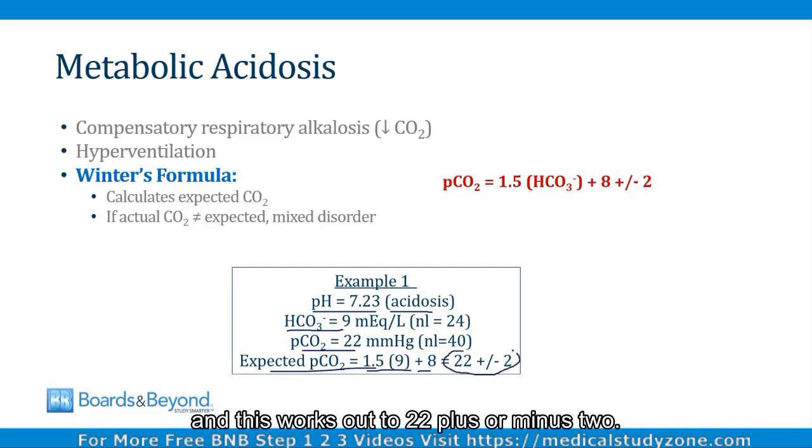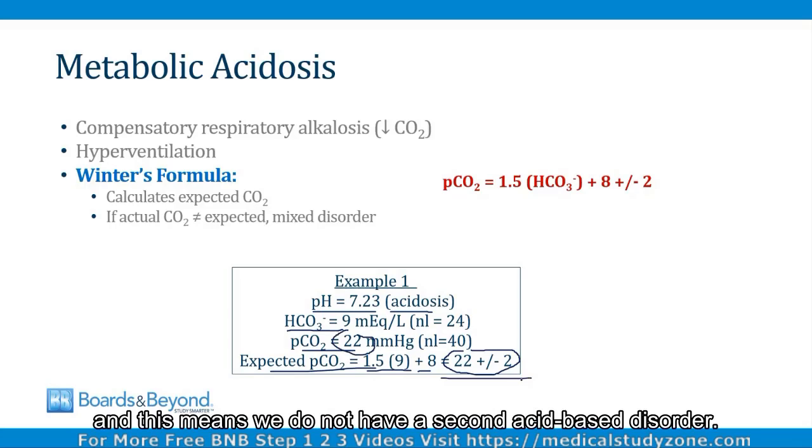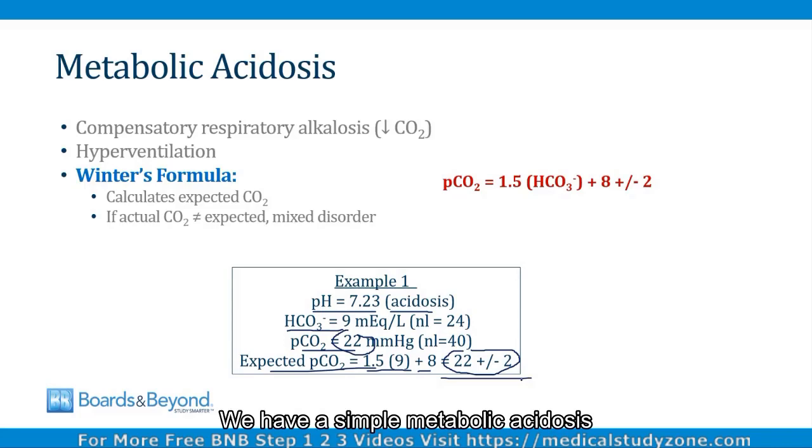And this works out to 22 plus or minus 2. And our carbon dioxide level is also 22, so therefore it's within this range. And this means we do not have a second acid-base disorder. We have a simple metabolic acidosis with normal respiratory compensation.